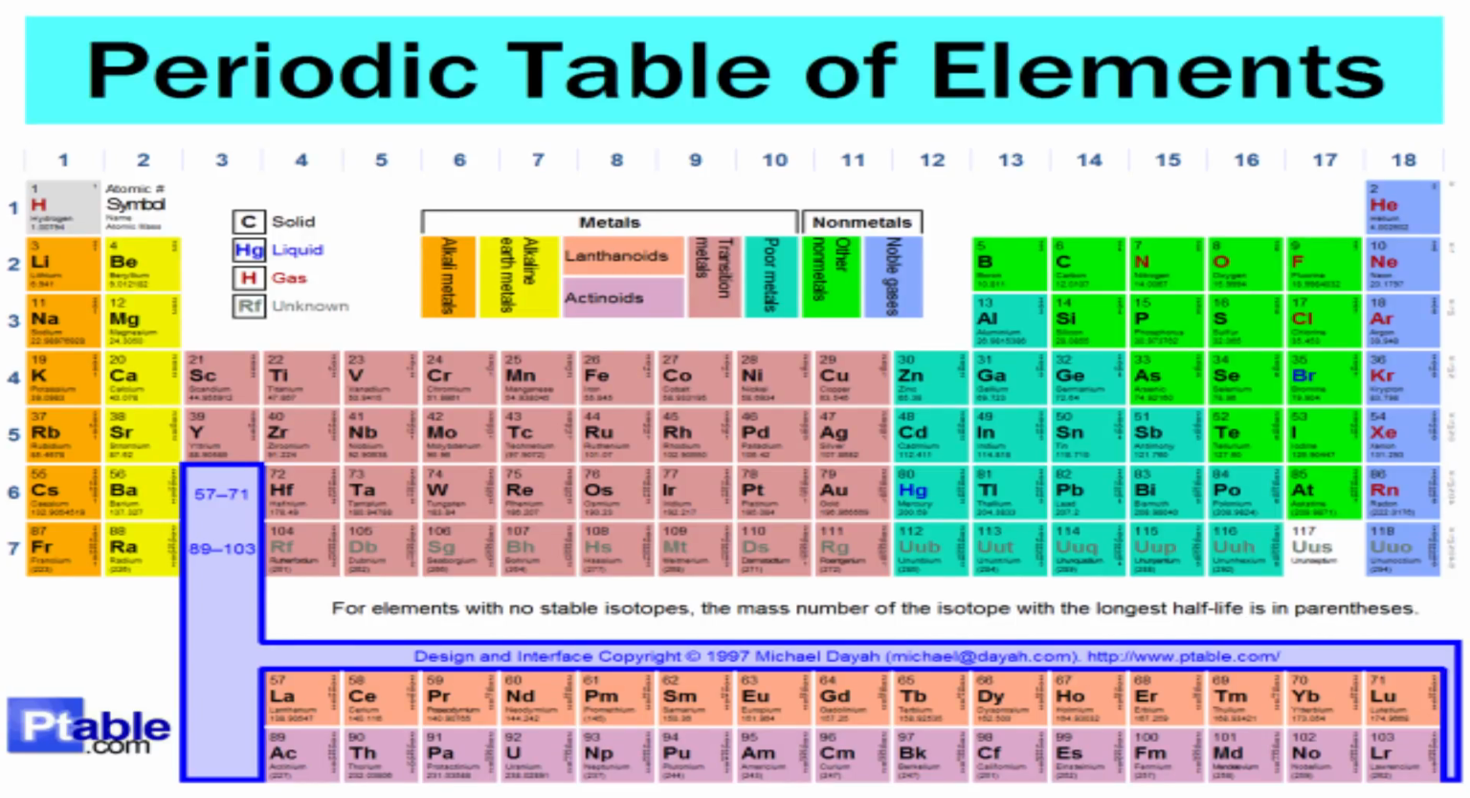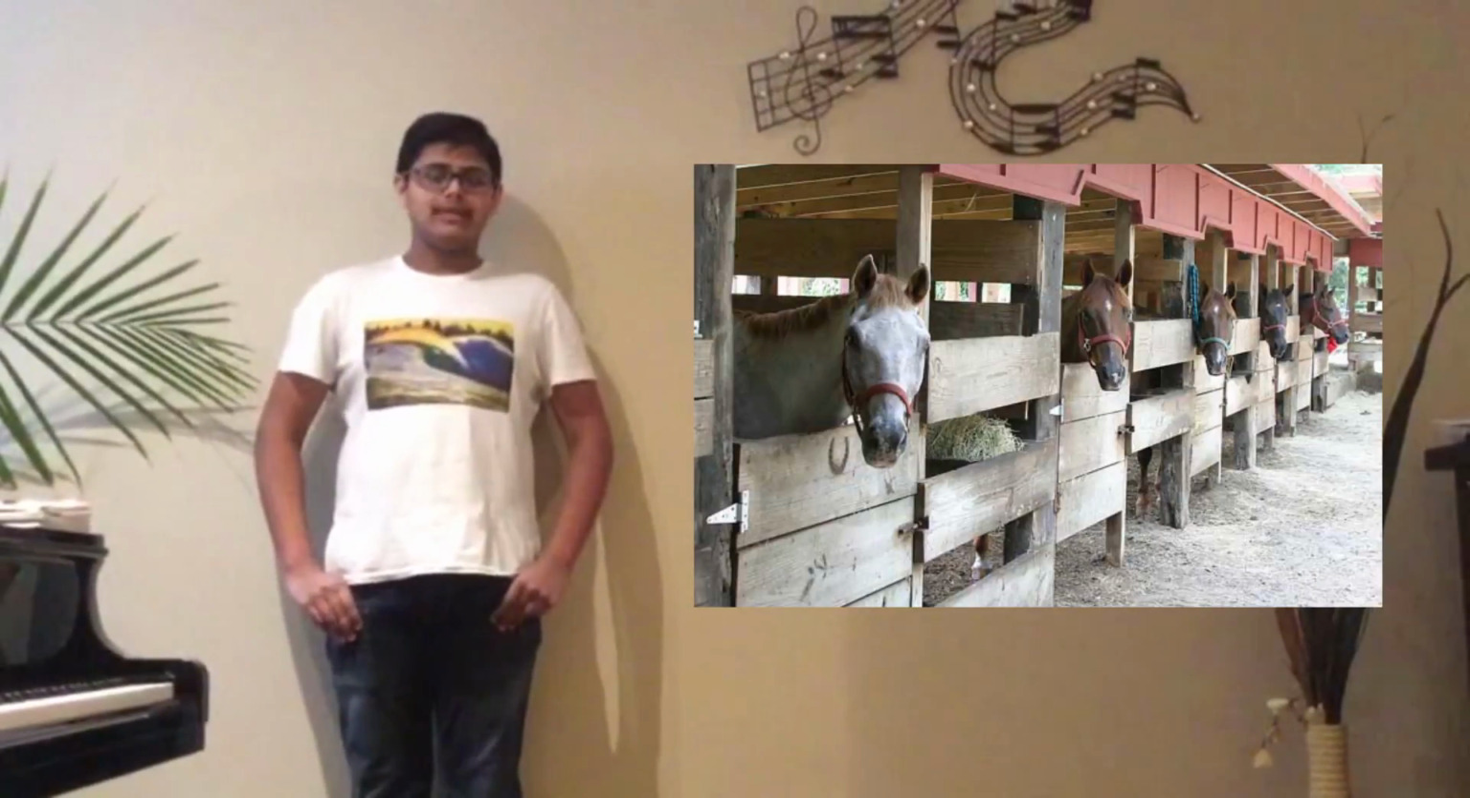Group 18 are the noble gases. They're the most stable and unreactive elements. It was long thought that they could not combine with other elements, but they can.